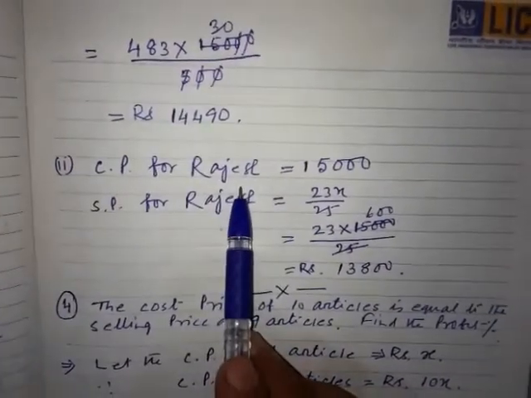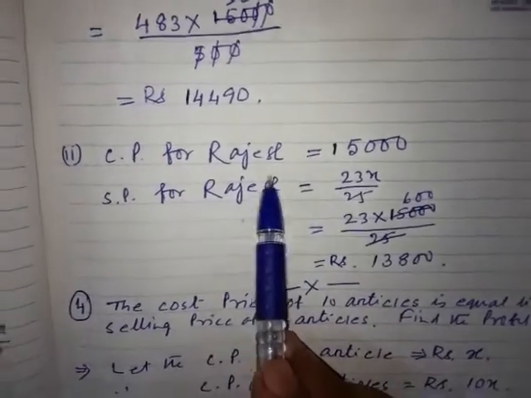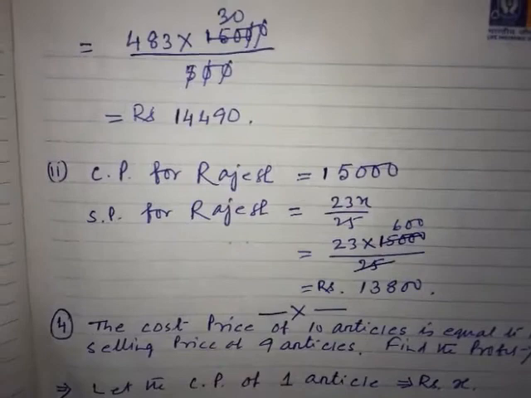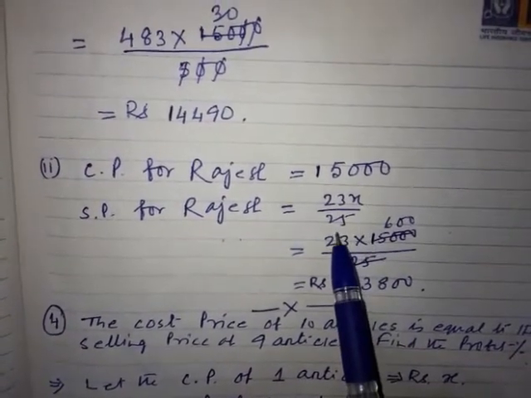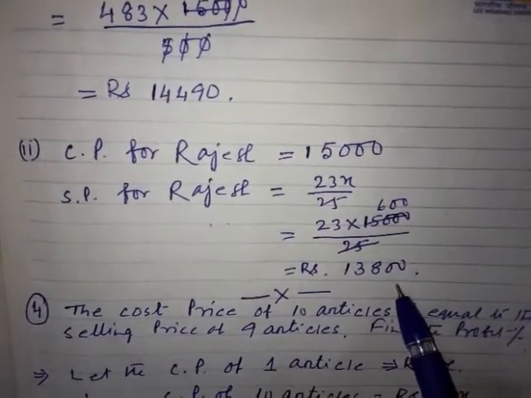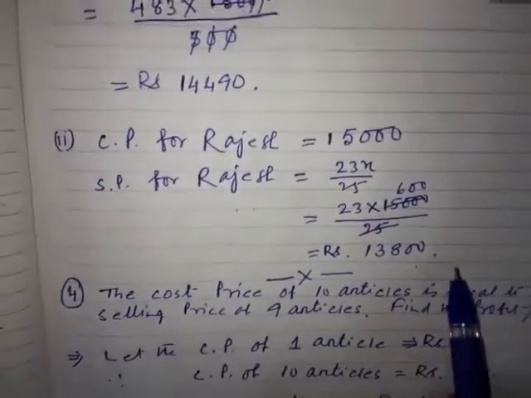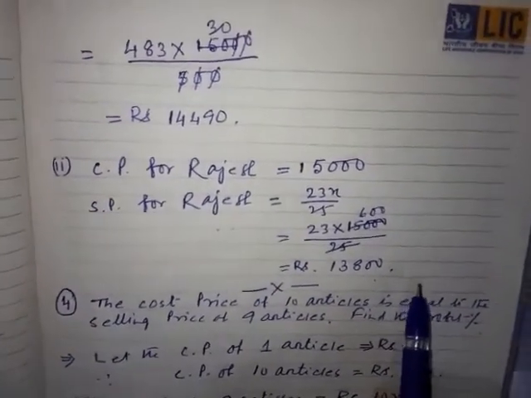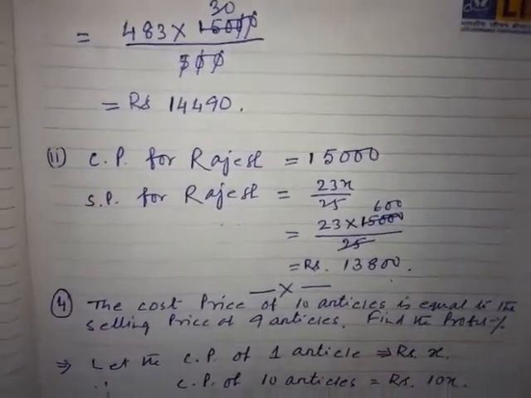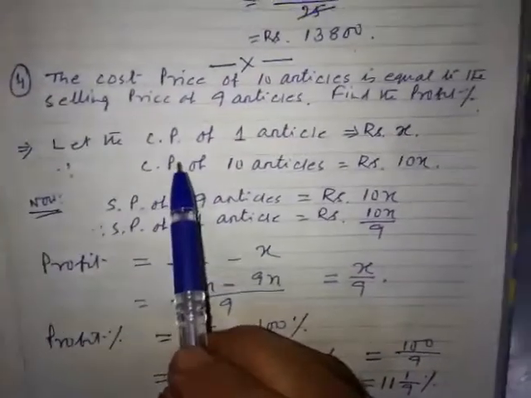Similarly, the CP of Rajesh. What was Rajesh's CP? X. What is X? 15,000. The SP of Rajesh was already given on the first page, 23x by 25. Put the value of X, do the calculation, and you'll be able to find out the SP of Rajesh. So you follow the diagram. If you follow the diagram, it will be very easy for you to do the calculation, if you do the proper multiplication and division. Now I'm coming to the last question for today.